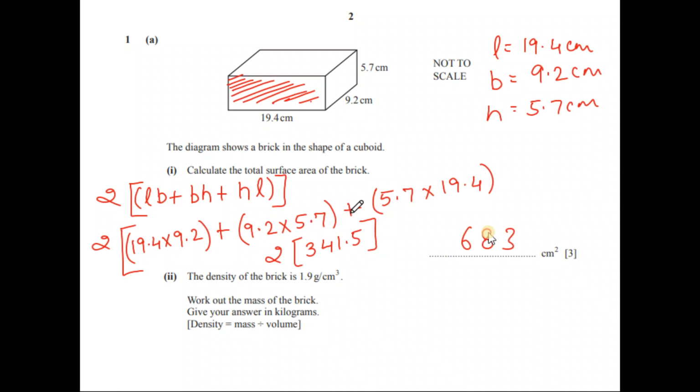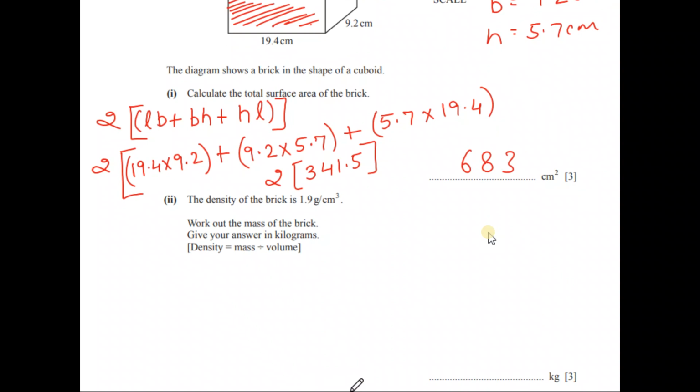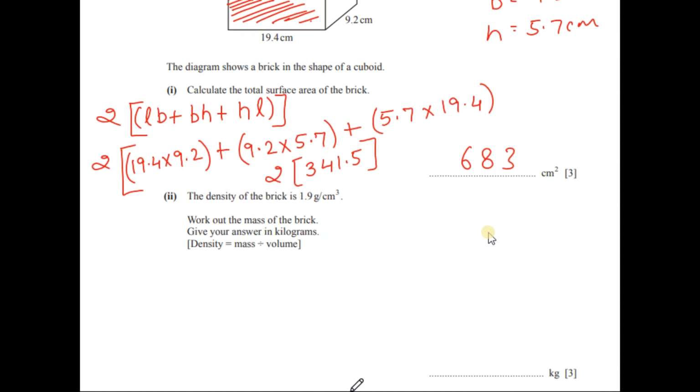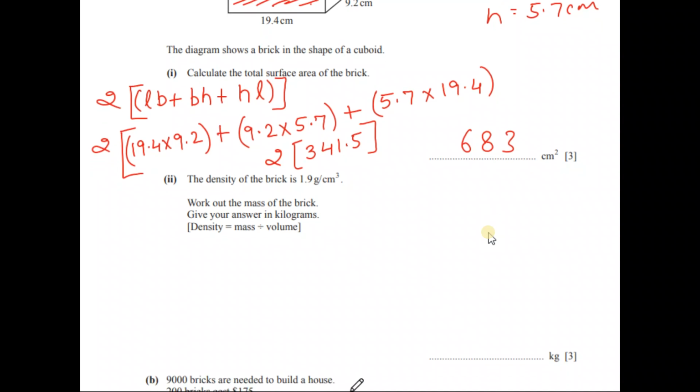Okay, now we will move on to the next question. That is about the density. Okay, it is related question. So we have the density of the brick, which is 1.9 grams per centimeter cubed. Work out the mass of the brick, right? We have to figure out the mass of the brick.